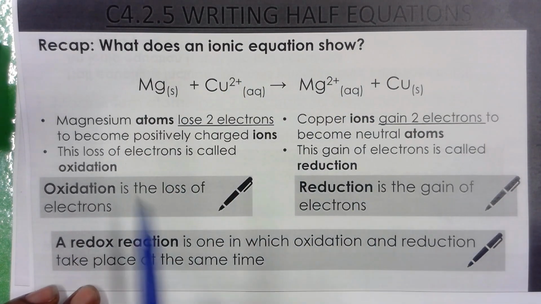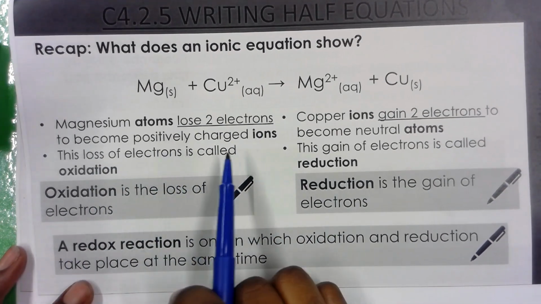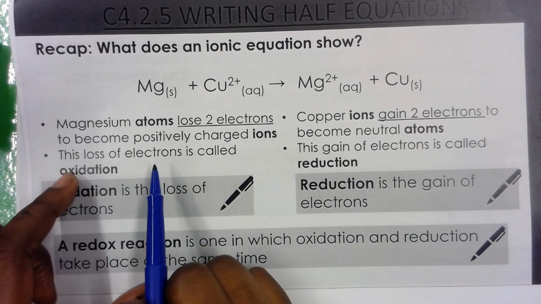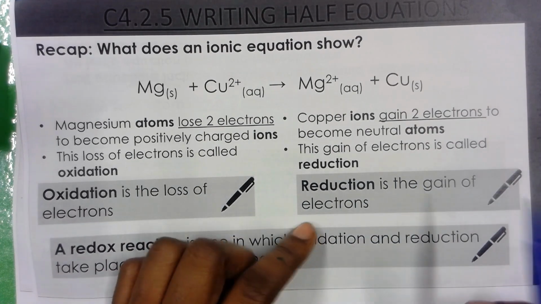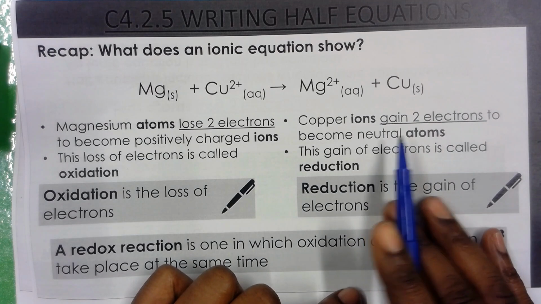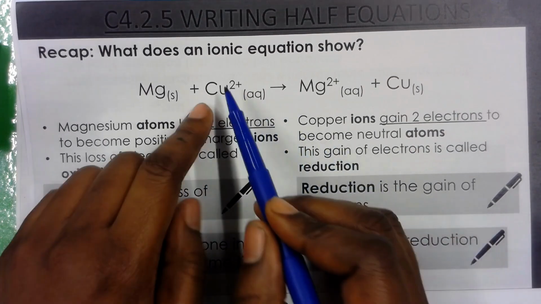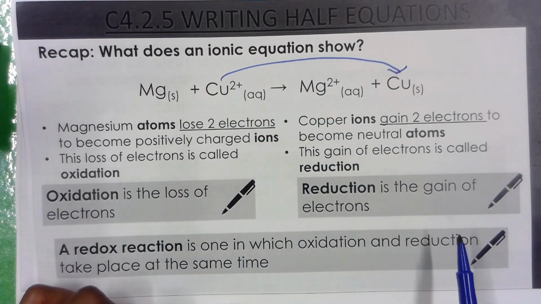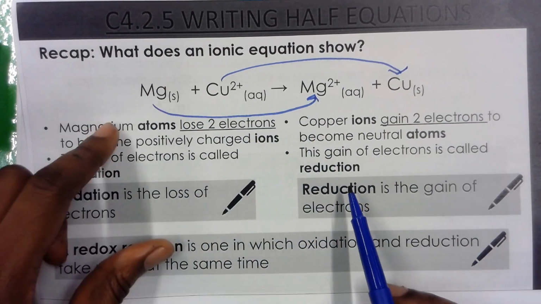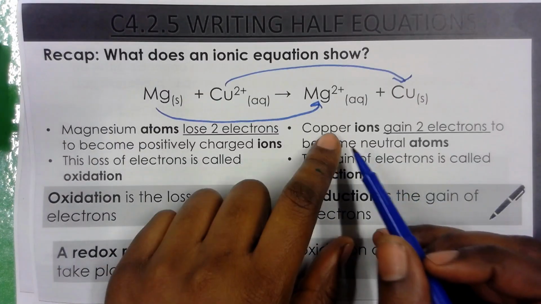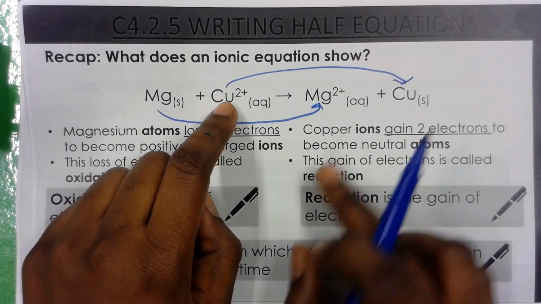Here, for example, we can see that the magnesium atom loses 2 electrons to become a positively charged ion. And we know that this loss of electrons is always called oxidation. Oxidation is the loss of electrons. And then if we look at our copper ions, they gain 2 electrons to become neutral atoms, and this gain of electrons is called reduction. So we've gone from a copper ion to a copper atom, okay? And we've gone from a magnesium atom to a magnesium ion. The magnesium atom lost 2 electrons, and the copper ion gained 2 electrons.